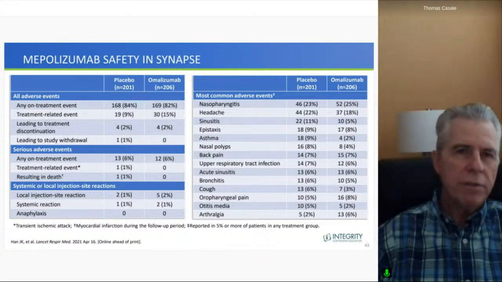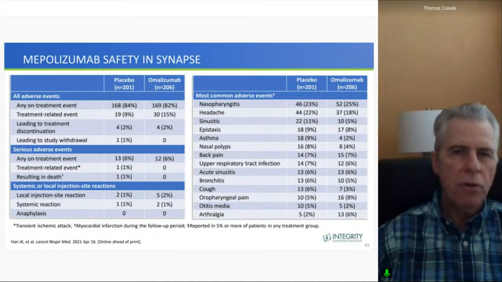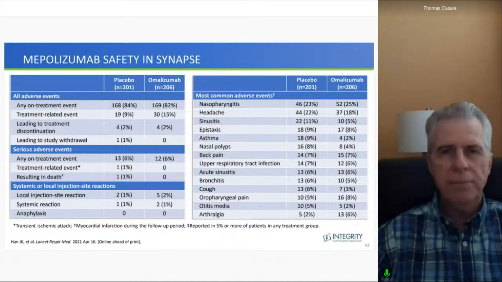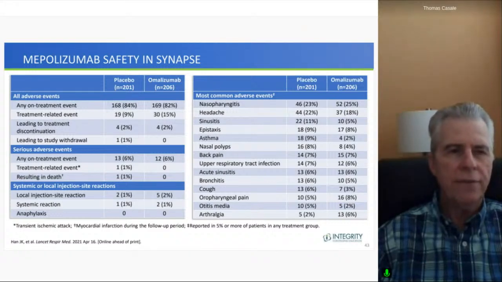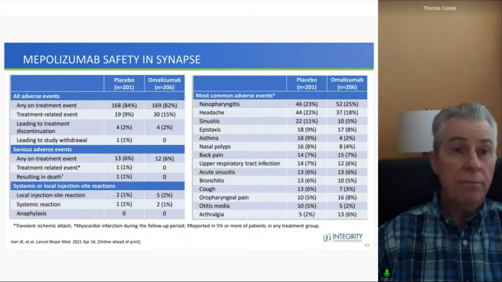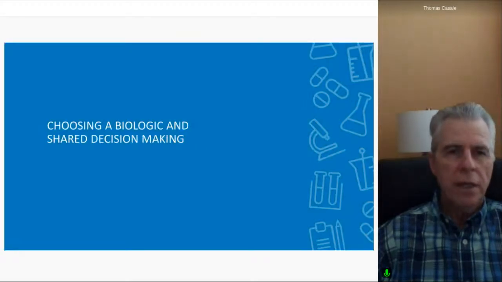Adverse events, pretty much the same again between active and placebo, and no different than what we typically see for asthma. So all three drugs have efficacy. All three drugs appear to be fairly safe. So choosing a biologic and shared decision-making.